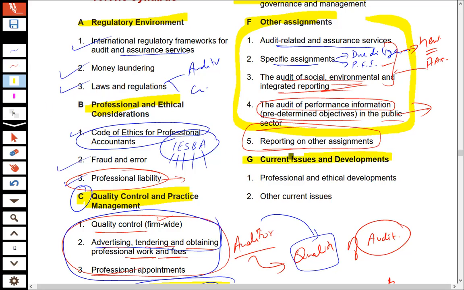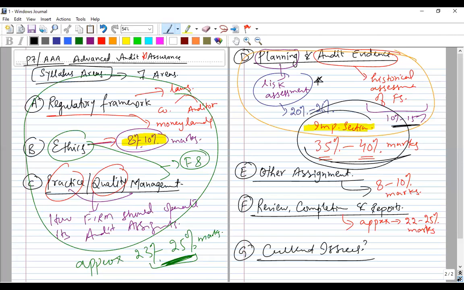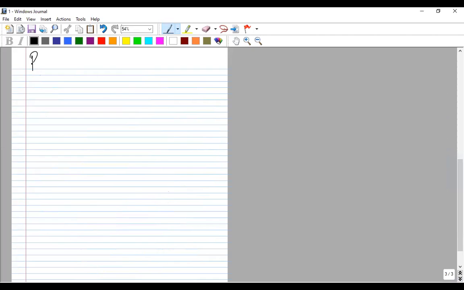And there's a current issue, professional ethics development, and the current issues. It will be studied later on. So these are the deep insights of the AAA syllabus. Now I am coming towards the paper format. What is the paper format of AAA?